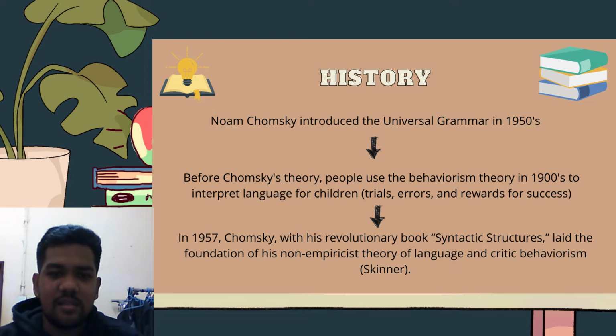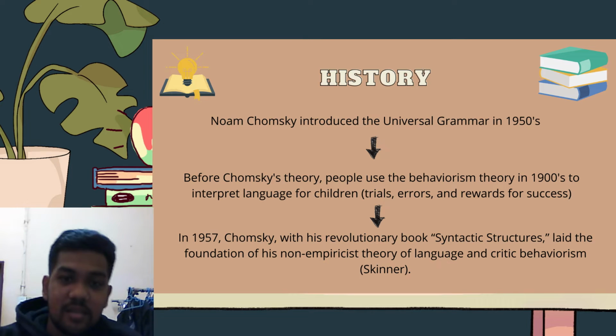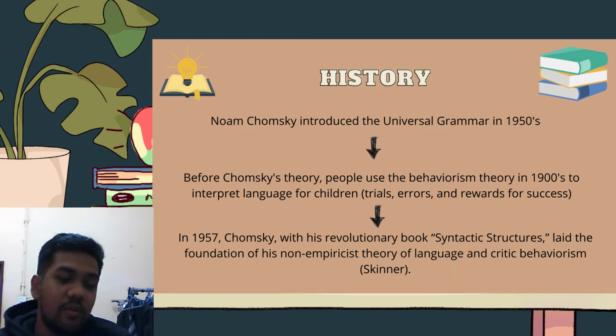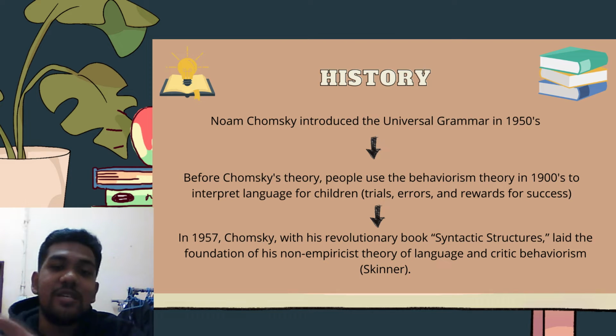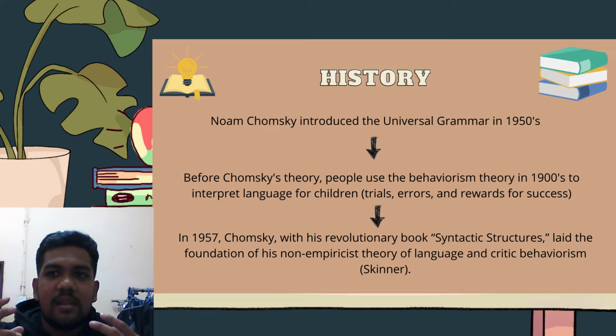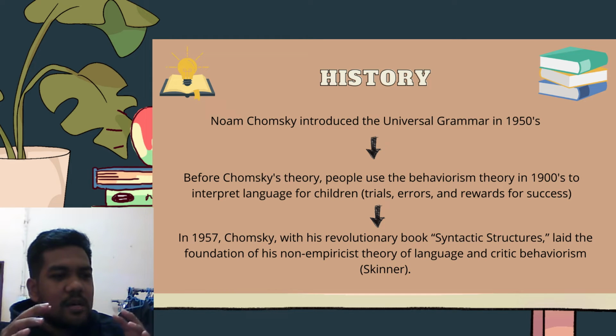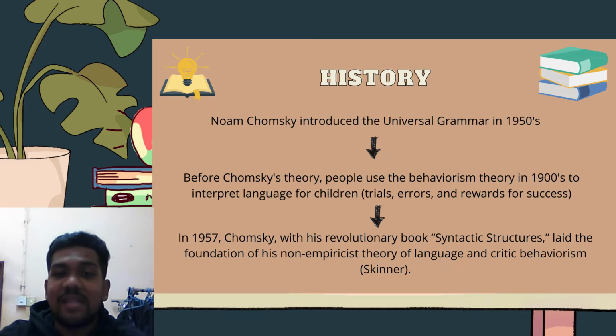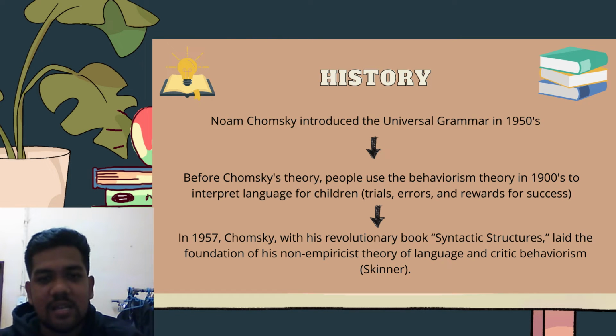And let's just ask ourselves: was there a theory before this? A very prominent theory? Yes or no? The answer is yes. There was a theory called behaviorism. Okay, let's look at my second point, which is that before Chomsky's theory, people used the behaviorism theory in 1900 to interpret language for children. So basically, behaviorism said that children get everything from their parents by imitating, by trial and error, and basically they get success by imitating.